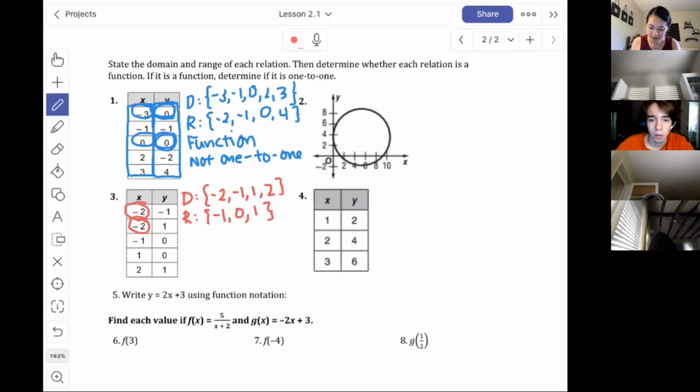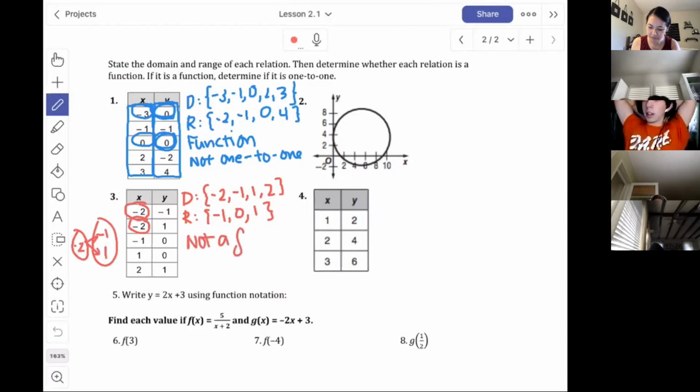It's like in the mapping, if this -2 had 2 arrows coming out of it, right? So that is not a function. All right. And if it's not a function, you don't have to check one-to-one. You're done. If it's not a function, you don't even have to check one-to-one. Okay. All right. Let's have you guys try number 2 and number 4.